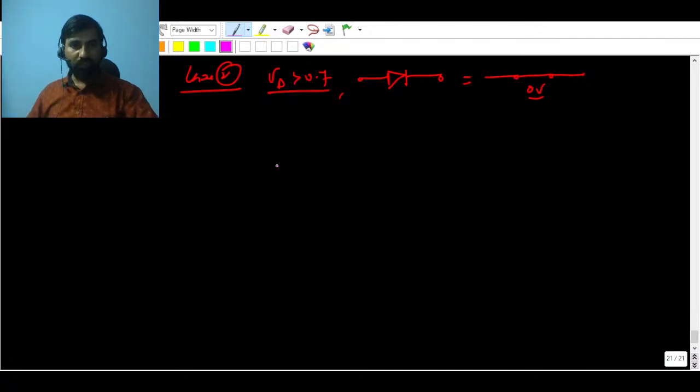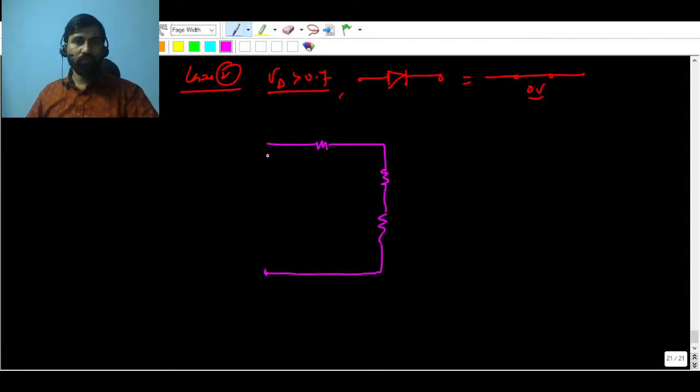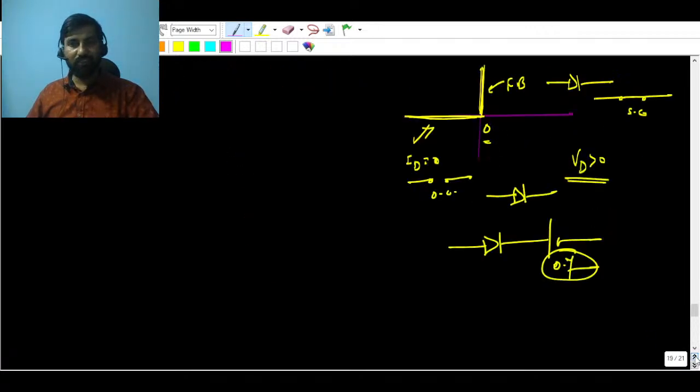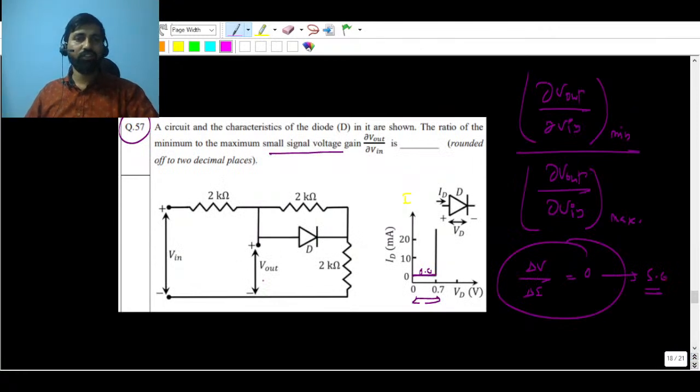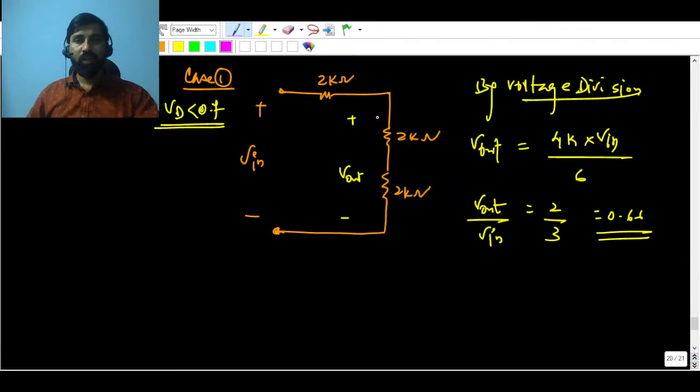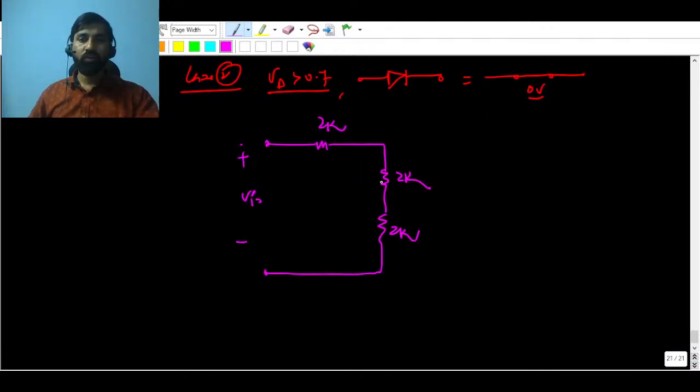So what we can do here is we can again draw this. V in, and this is 2k, this is 2k. Let's see where the diode is connected in the circuit. Earlier it was connected here, right? Now the diode is connected from here to here, right? Across 2 kilo ohm, so no problem. Earlier it was here, so I made it open, no problem. But now you have to put the short circuit across this.